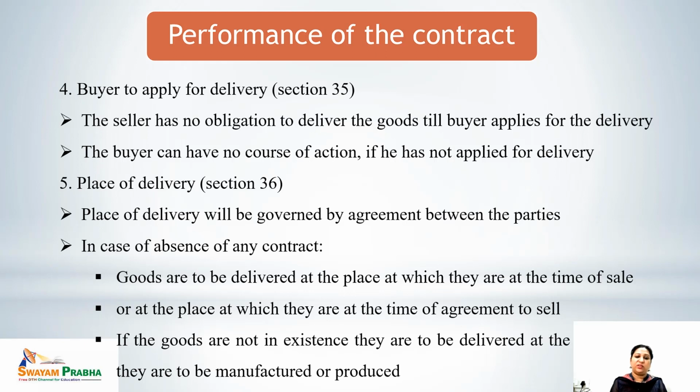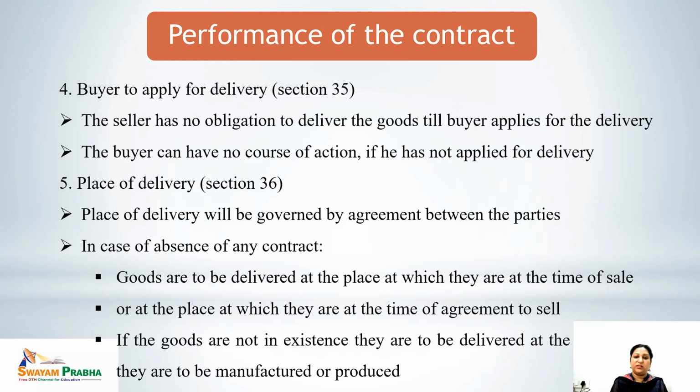Place of delivery under section 36. The place normally is determined by an agreement between the parties at the time of the contract. But if there is an absence of any terms regarding the place of delivery, the goods are to be delivered at the place at which they are at the time of sale. Suppose Mr. A is selling the goods from his warehouse, so the place of delivery would be the warehouse of A. That means where the goods were at the time of the sale, or at the place at which they are at the time of agreement to sell.